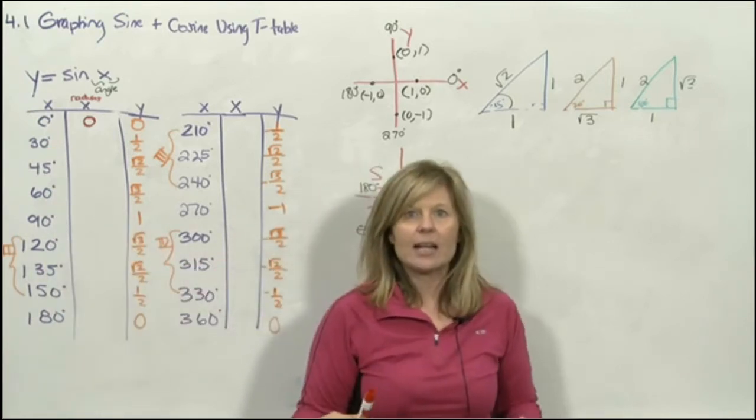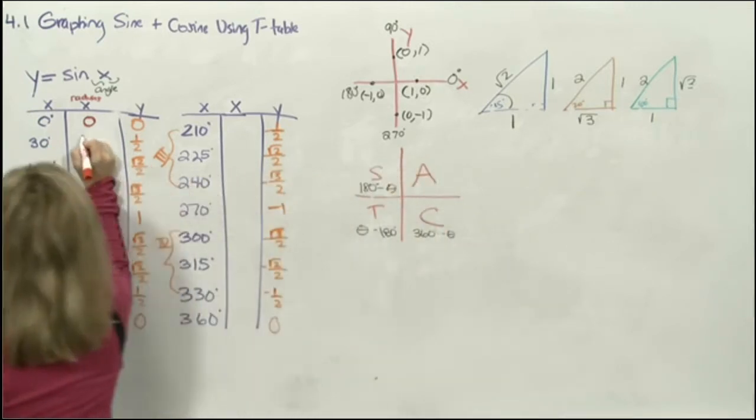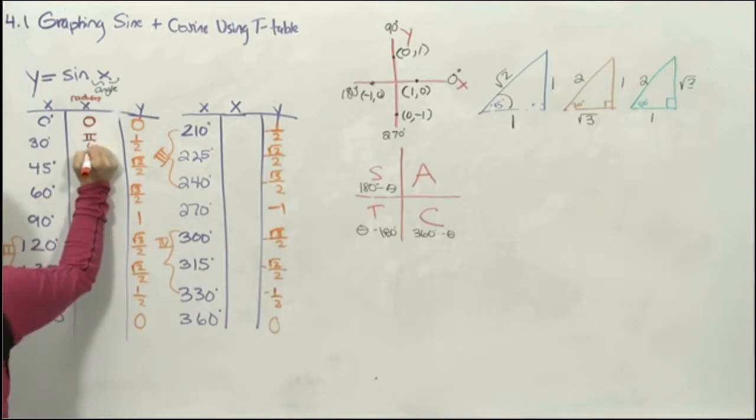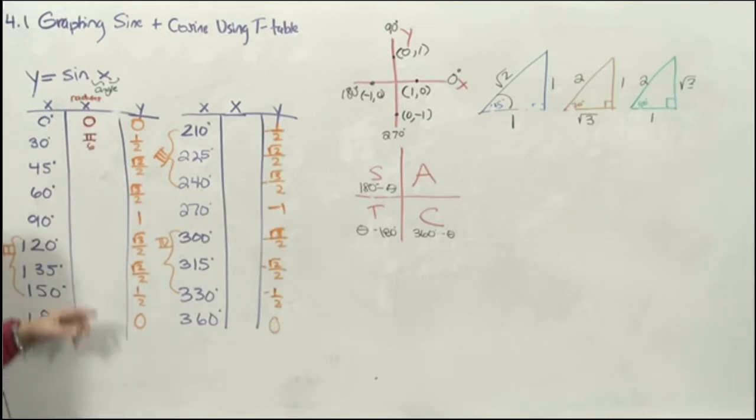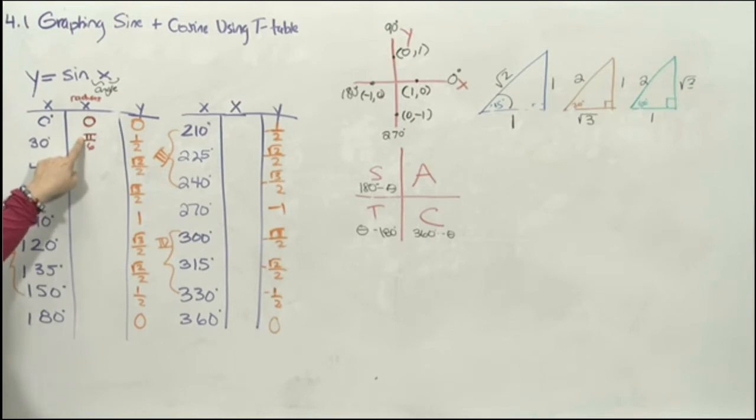30 degrees in radians is always going to be pi over 6. How do I know that off the tip of my tongue? Because we talked about this. Pi represents how many degrees? 180. And 180 divided by 6 is 30.